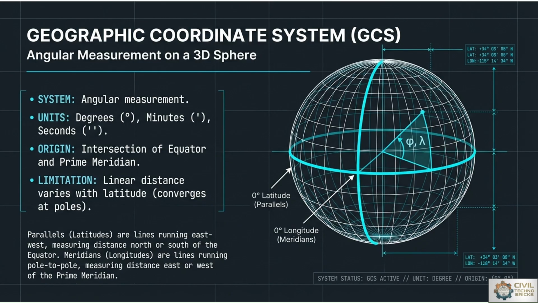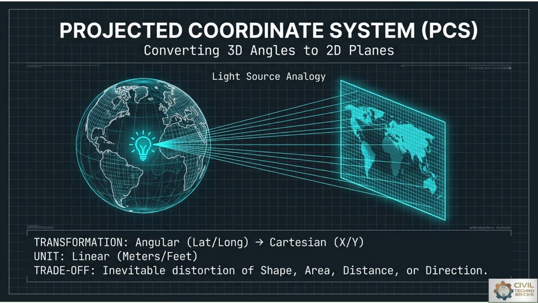The geographic coordinate system uses the three-dimensional spherical surface of the earth, and it defines location using degrees of latitude and longitude, whereas a projected coordinate system is a flat two-dimensional surface that uses linear units like meters or feet for x and y coordinates.